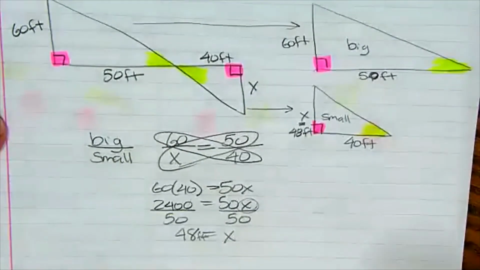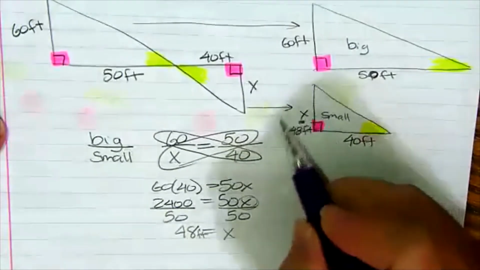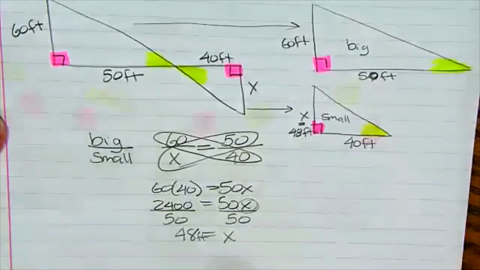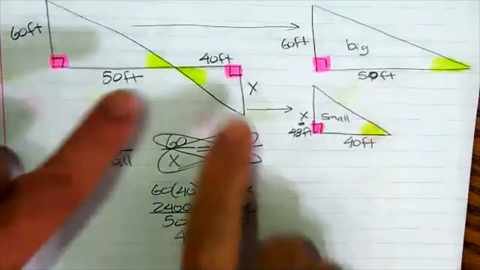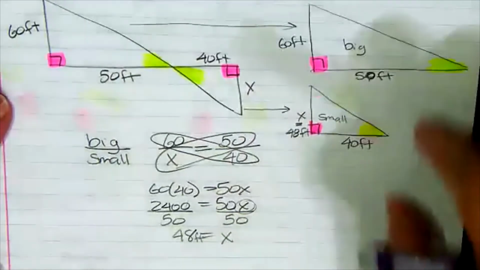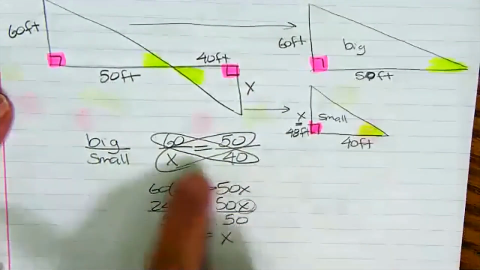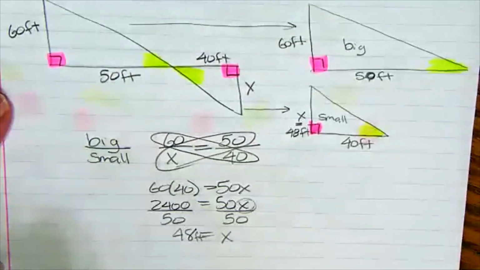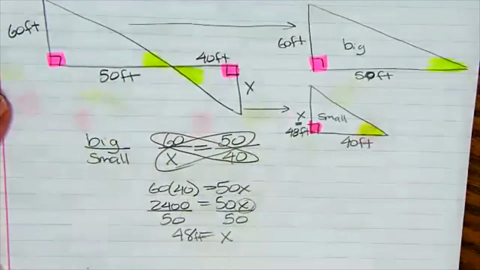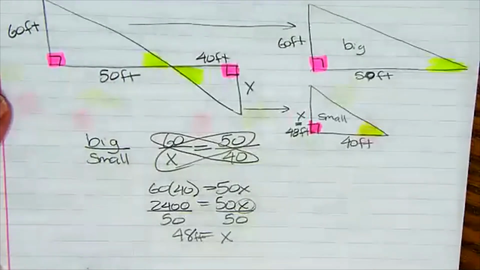And we could figure out what that missing length was because we proved that we had similar triangles. And if we have similar triangles, then we can use proportions to determine missing lengths. So that's what we're doing today.